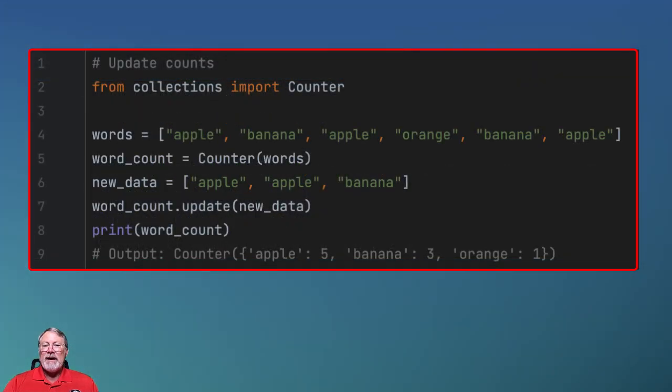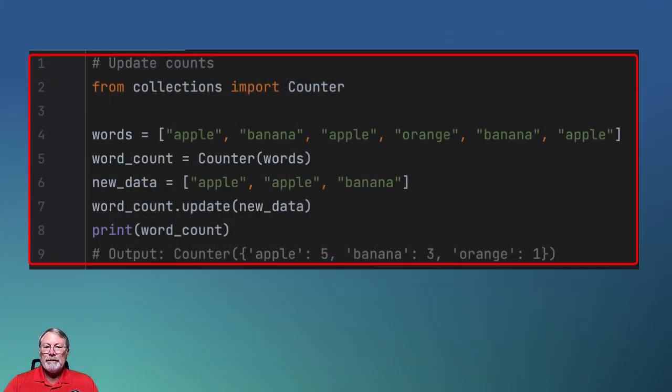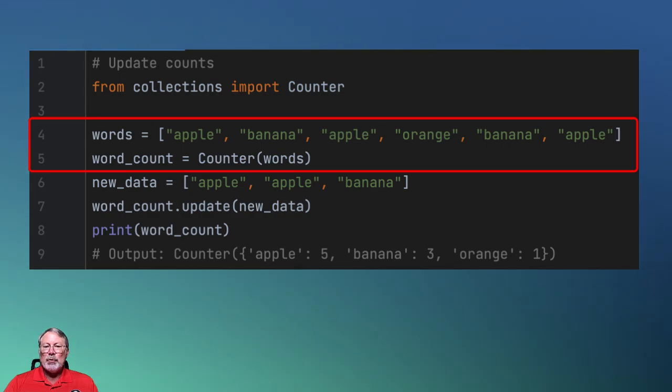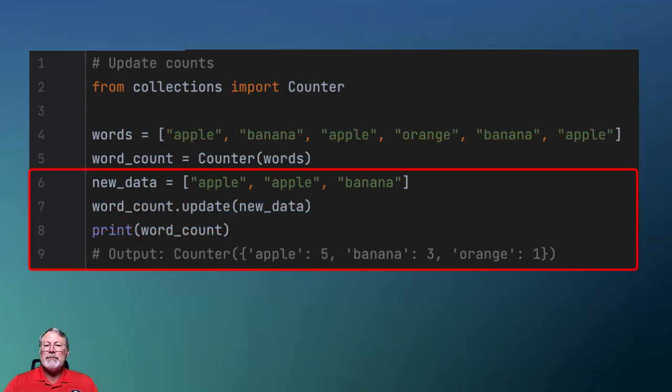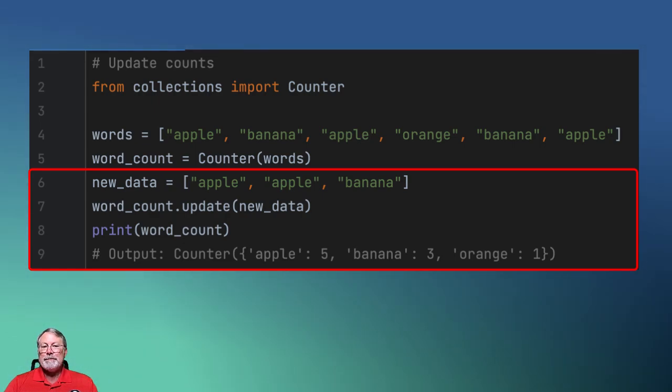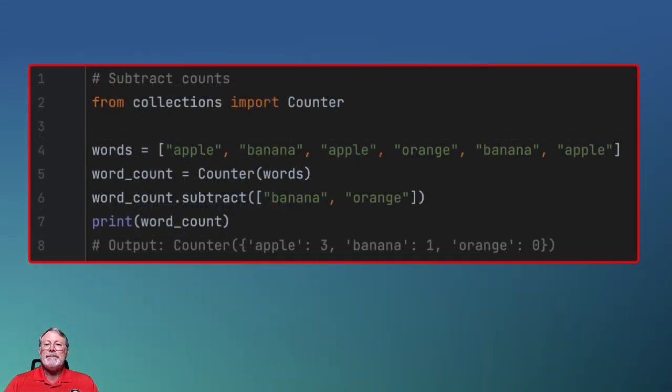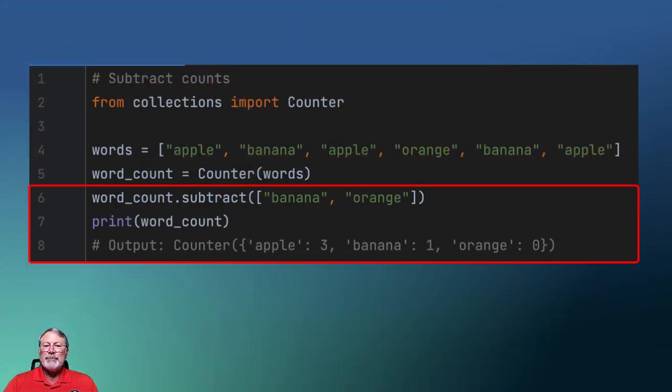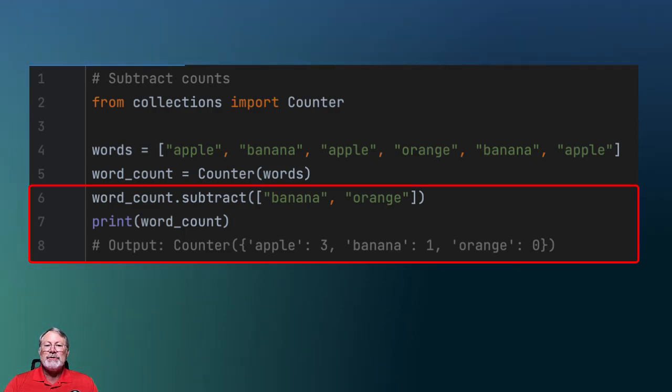You can update the counts if you have a list of new data. Here we get the initial word count, then after receiving some new data, we use the update method to update the counts. We can also update in the other way by removing counts from the list. Here we use the subtract method to reduce the count for some elements.